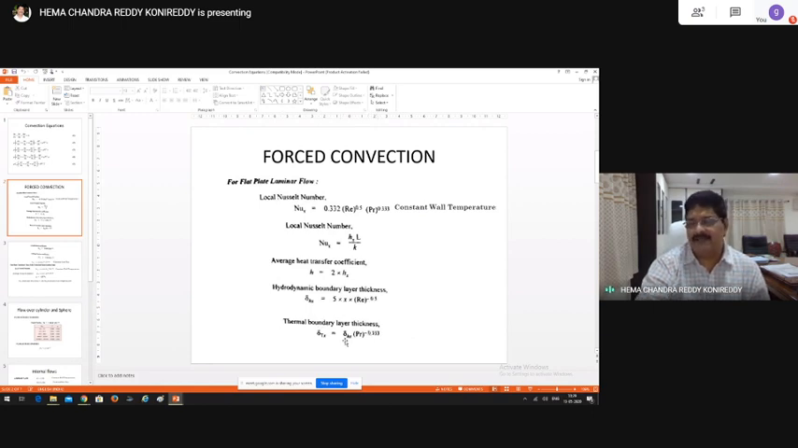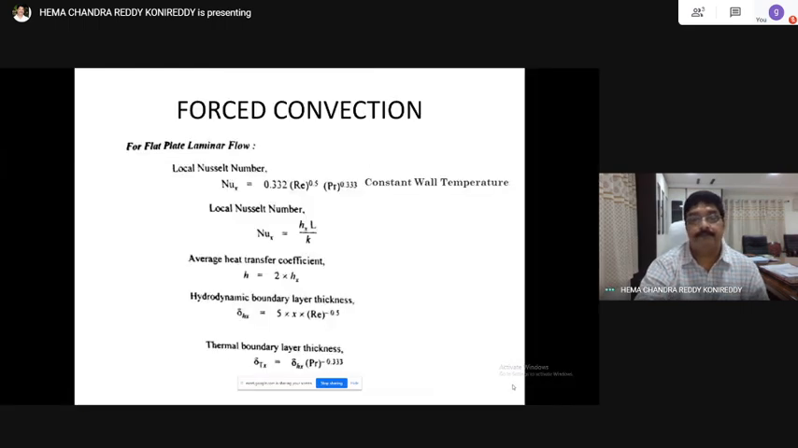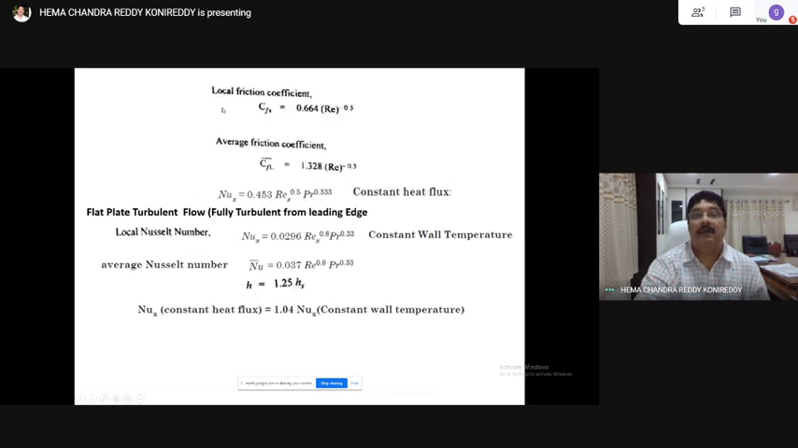The relation between the thermal boundary layer and the hydrodynamic boundary layer is delta_t divided by delta_h equal to 1 by Prandtl number power 1 by 3. This is the equation. And the skin friction coefficient I also told you. The local value is given by 0.664 divided by the square root of the Reynolds number, and the average value is twice that. If you multiply 0.664 by 2, you get this.